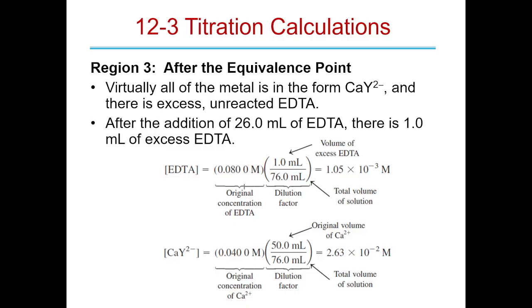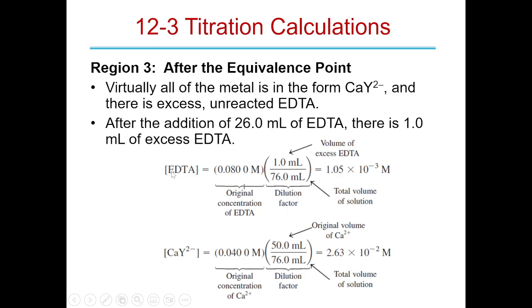Okay, so region 3 is after the equivalence point. Again, virtually all of the metal can be in that same calcium Y2 minus form. It'll just be slightly more every time. You're going to have diminishing returns in these cases. So you do pretty much the same thing. It's the same problem as before. You're just going to figure out your EDTA amount after the equivalence point. So we're at 26 milliliters. That means we have 1 milliliter of excess EDTA.